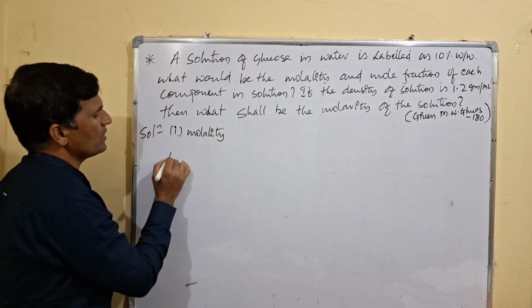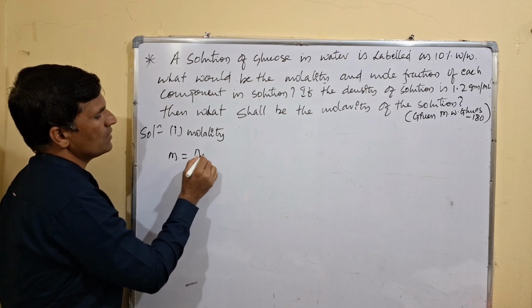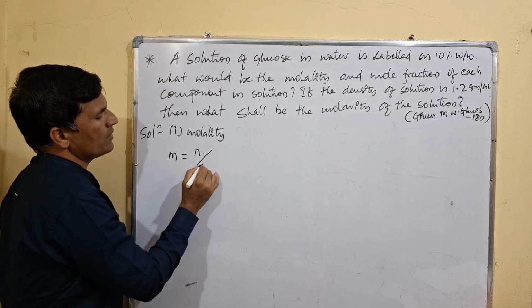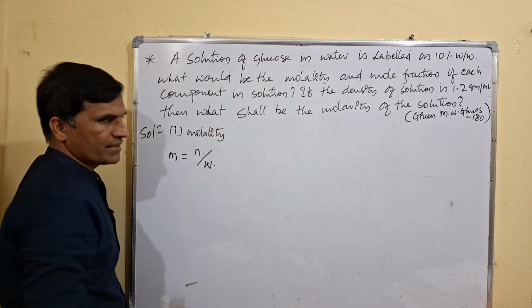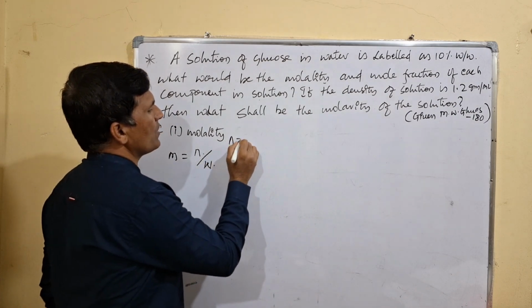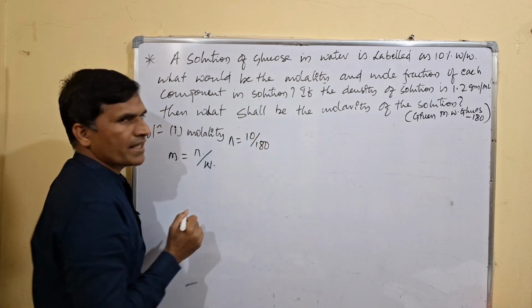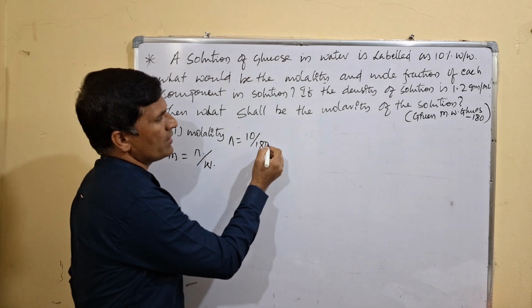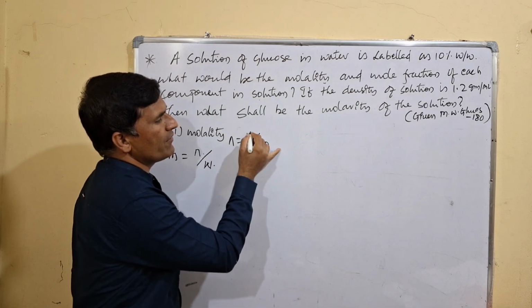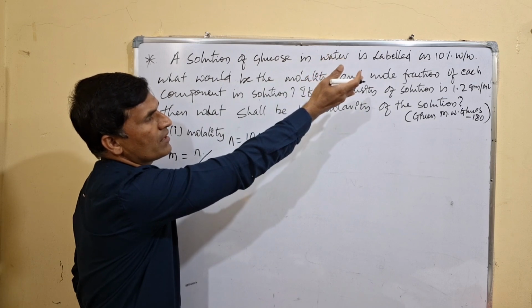Already we know what molality is. Small m is equal to the number of moles per weight of the solvent. Is it clear? So the number of moles means you have to take 10 divided by 180, because the molecular weight of glucose is 180 and the weight of the glucose here is 10 grams.